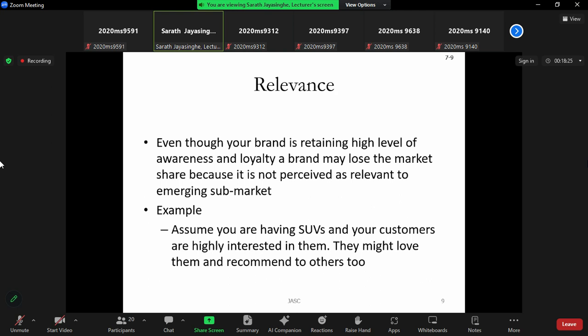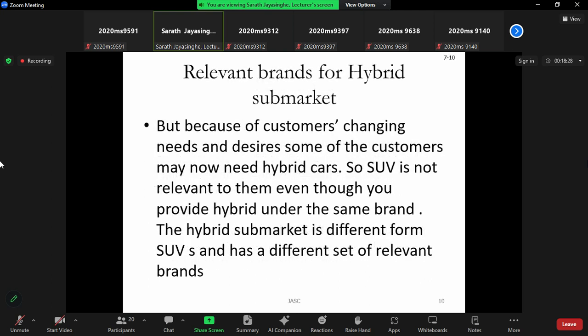And then this hybrid submarket came. Relevant brands for the hybrid submarket. Because of consumers' changing needs and desires, some of the customers may now need hybrid cars. Earlier they were in the SUV market, but now they need hybrid cars. So SUV is not relevant to them, even though you provide a hybrid under the same brand. The hybrid submarket is different from SUV and has a different set of relevant brands.